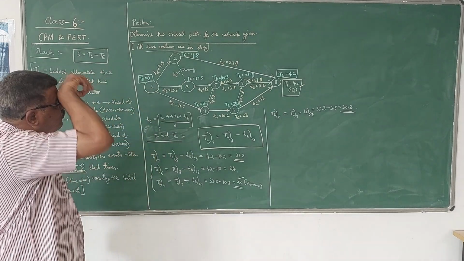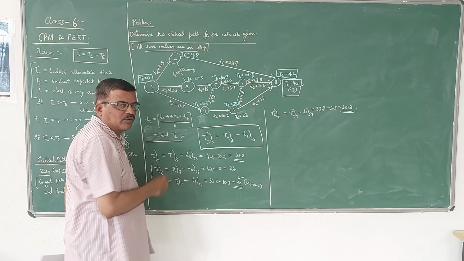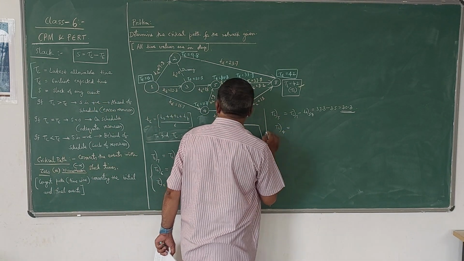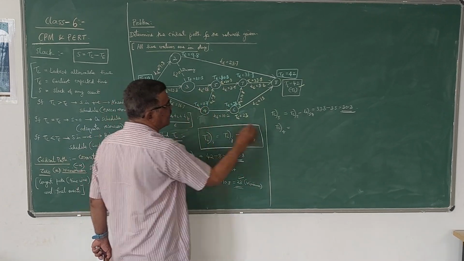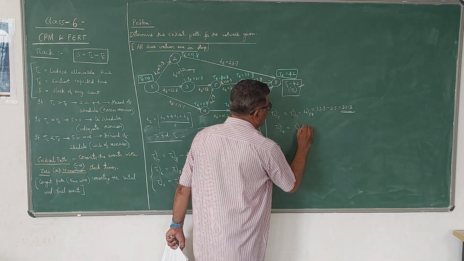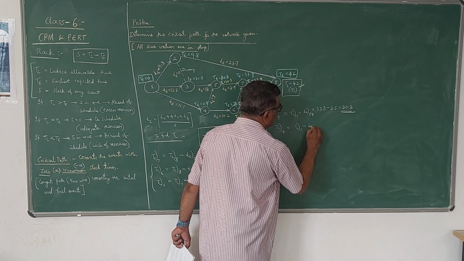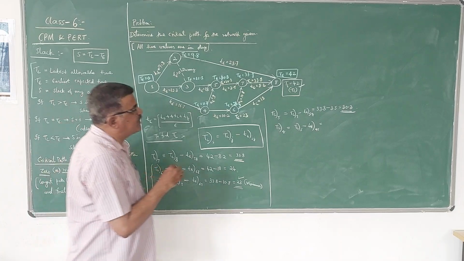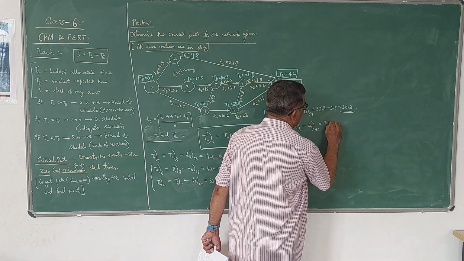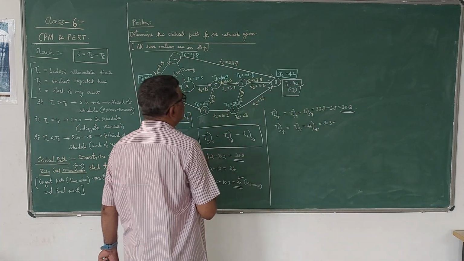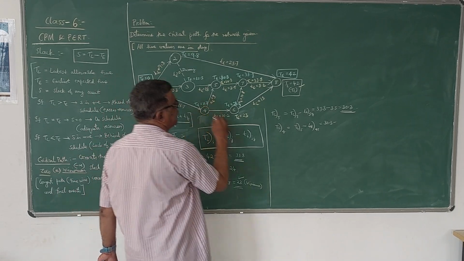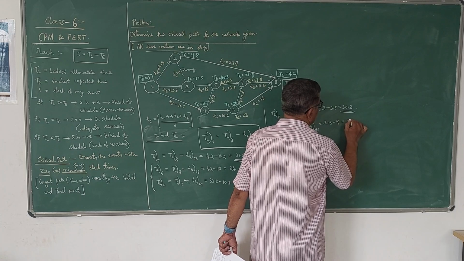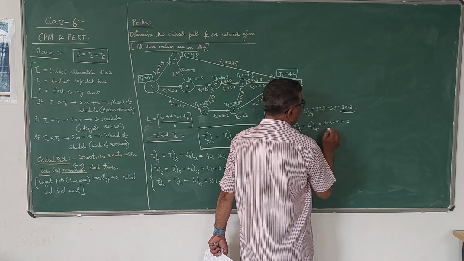Next, 4. Now from 4 there are two arrows moving, so we can get two values of TL for 4. TL4 is equal to TL5 minus TE45. Understand? TL5 is 30.3, you got it, minus TE45. TE45 is how much? 9. So what is the answer? 21.3.